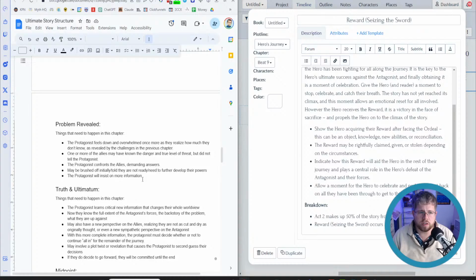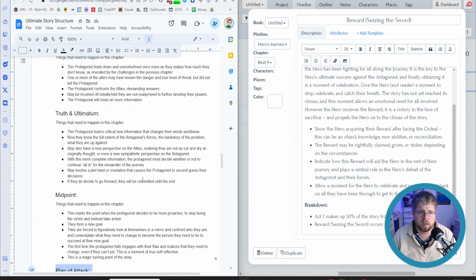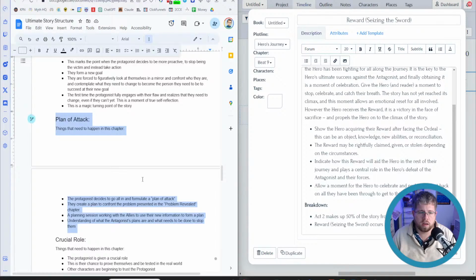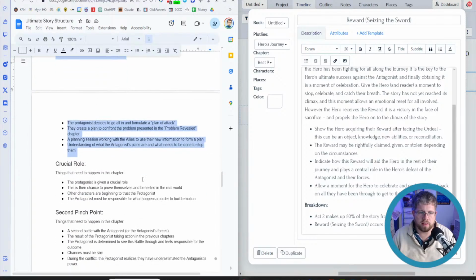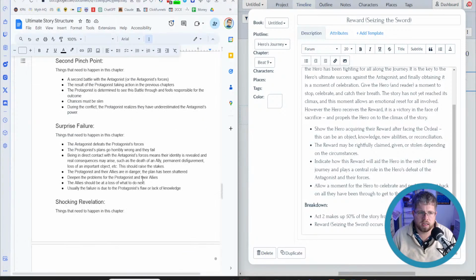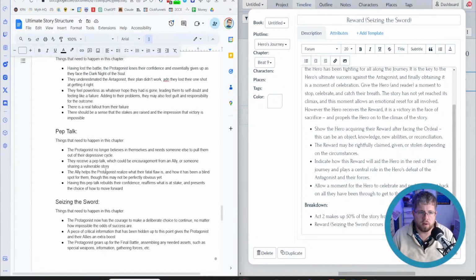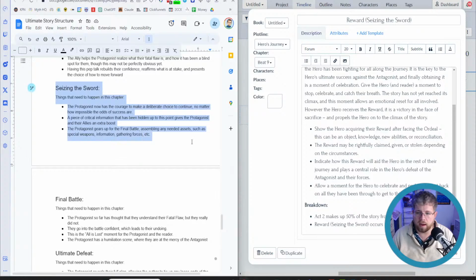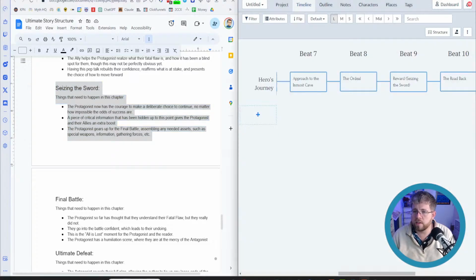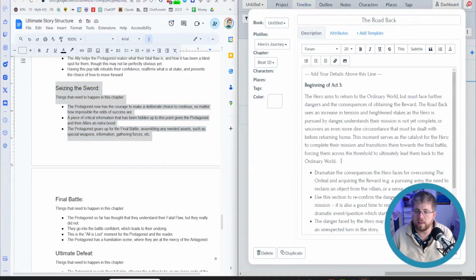Okay, I'm not sure. I'm not sure we have something quite like that. Oh no, here's seizing the sword. So yeah, I forget that this is really skipping ahead sometimes because there's only 12 steps. Yeah, okay, so we definitely do have this. All right. Whoop. Yeah. Road back.